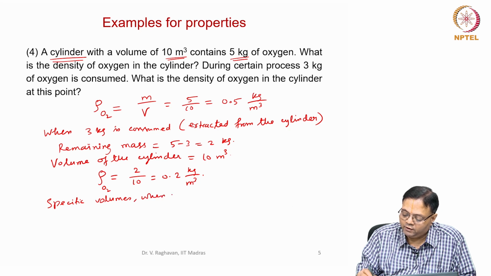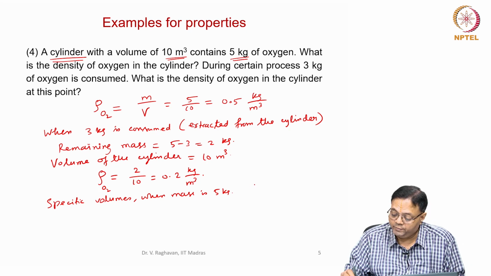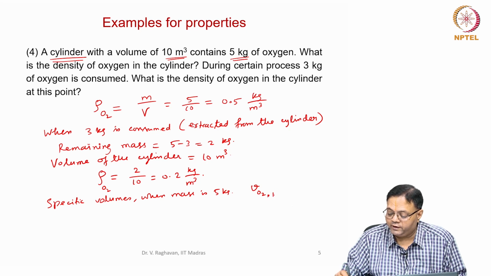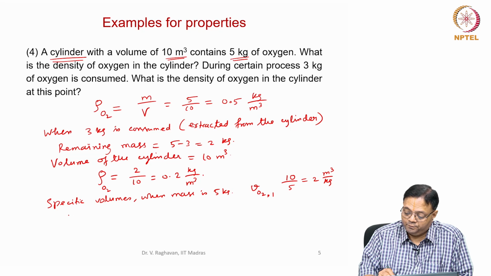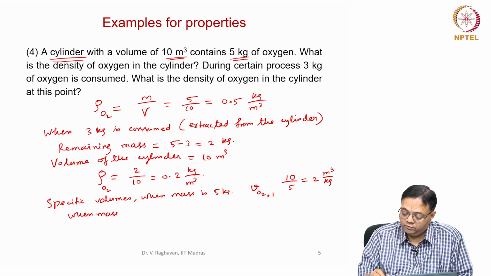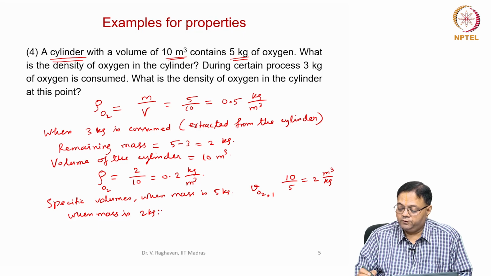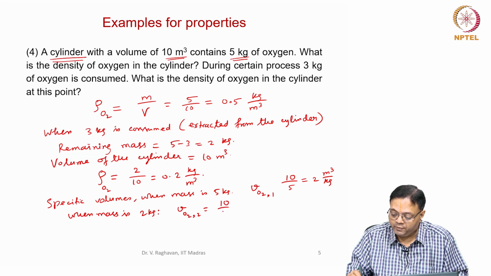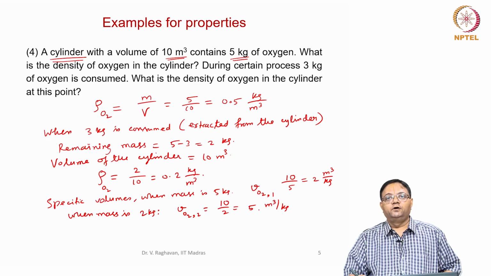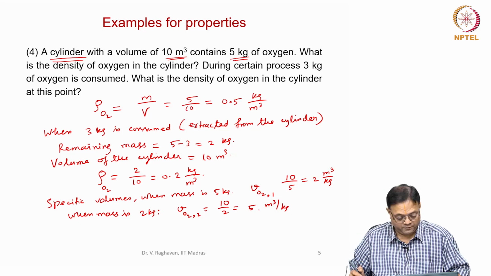Volume when mass is 5 kgs. What will be the specific volume? It will be the reverse of this, 2 meter cube per kg. And when mass is 2 kgs, then specific volume will be equal to 10 by 2 equal to 5 meter cube per kg. So you can see that the increase in the specific volume occurs when the mass decreases. Okay, so it's the inverse.